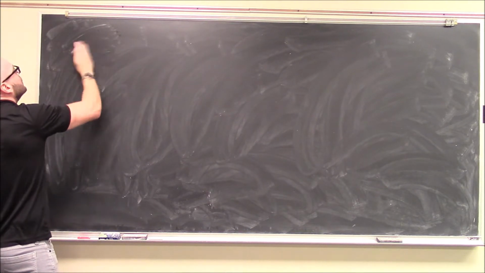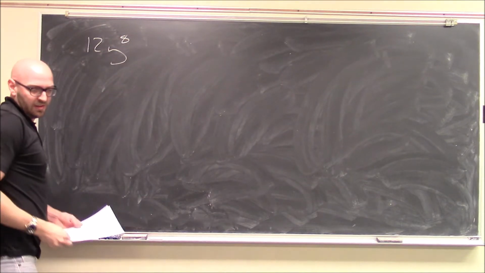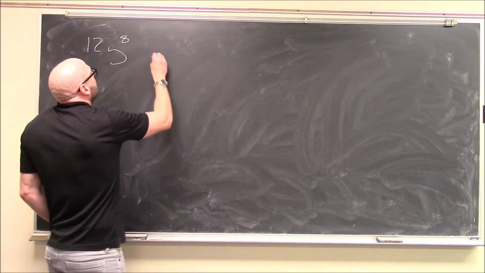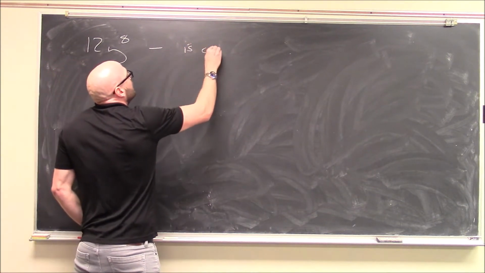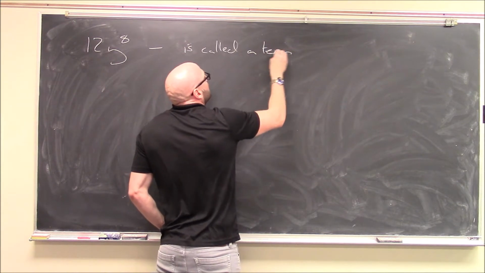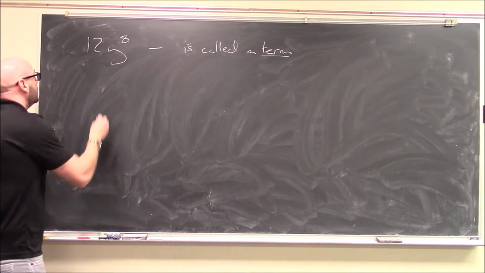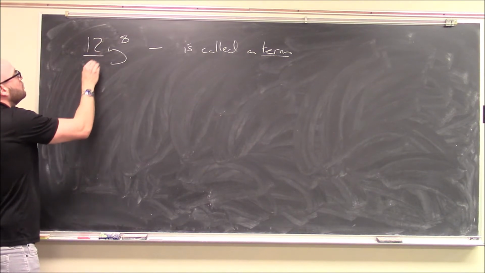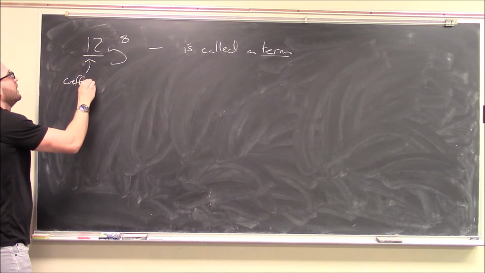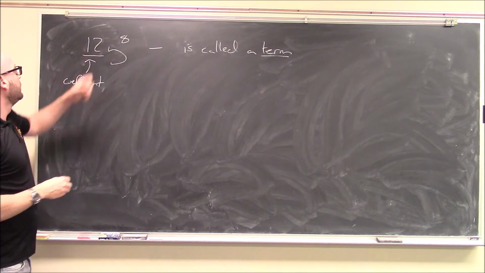So that expression we just had, 12y to the 8th, I want to talk a little bit more about it. We're going to call an expression like this a term. And what makes it a term? Well, it's a combination of a few things here. One is we've got this 12. 12 is the coefficient, but it's just some real number. So I've got some real number, any real number.